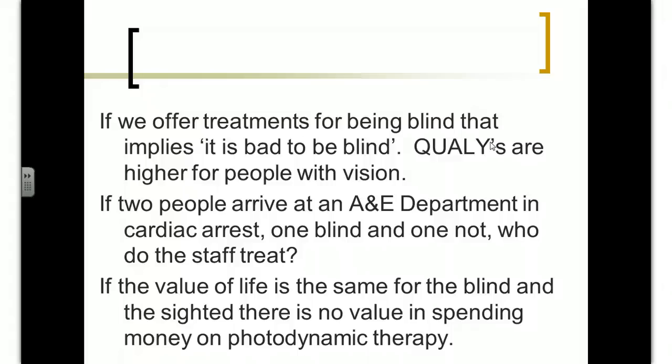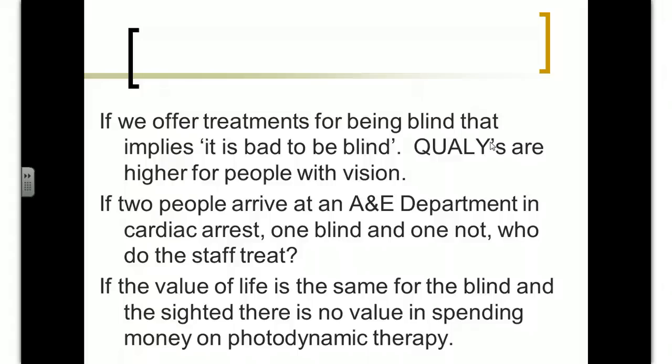So looking at QALYs, you can get certain contradictions. If we offer treatments for blindness, that implies it's bad to be blind. We're looking to provide quality adjusted life years. If somebody is blind, their quality of life isn't as high as if they're fully sighted. So if we provide treatments either to fix, correct or prevent blindness, we're making the implicit assumption that it's bad to be blind, that QALYs are higher for people with vision. Where do you have a higher quality of life, blind or with perfect vision? Well, the QALYs are higher for people with vision.